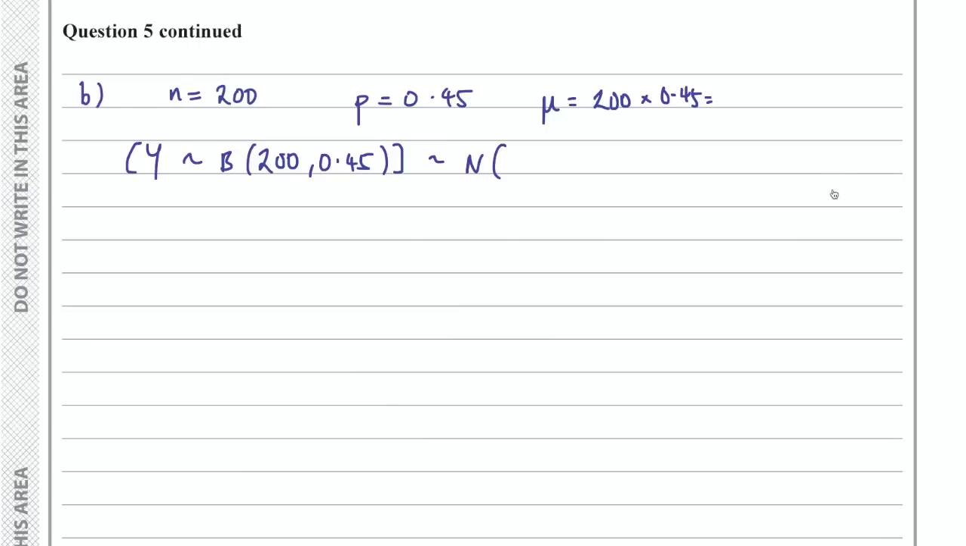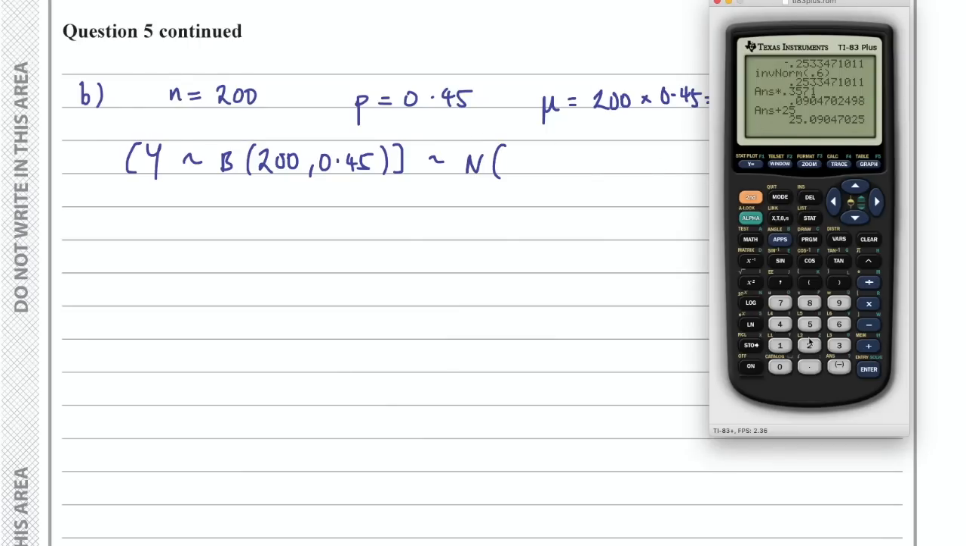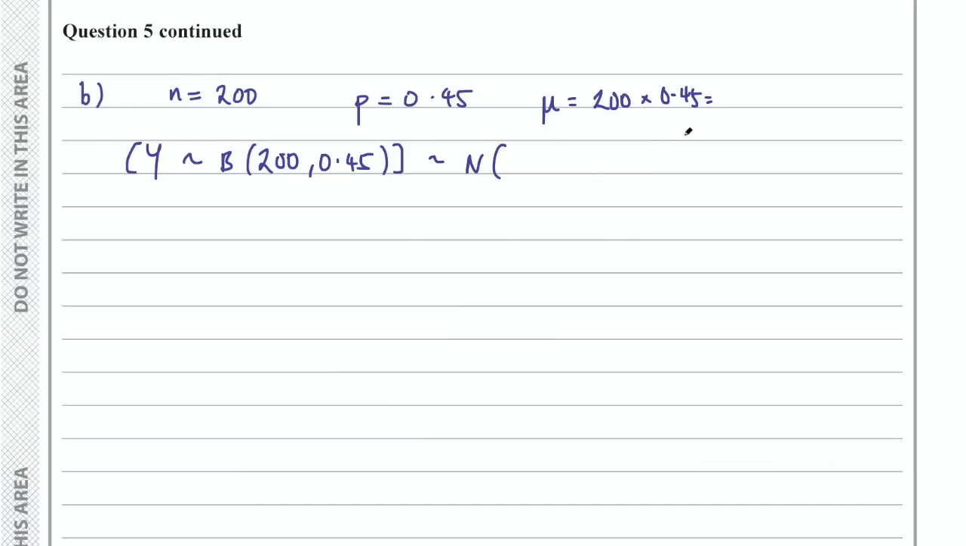That's how you find the mean of a normal approximation. 200 times 0.45, I get 90. And the standard deviation is the square root of n times p times q. Q is the probability of failure. So n is 200, times 0.45, times 0.55.